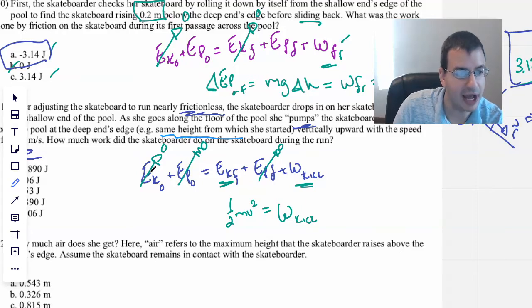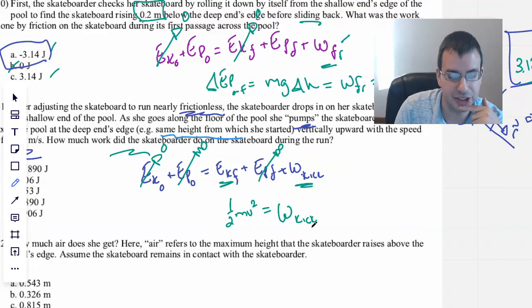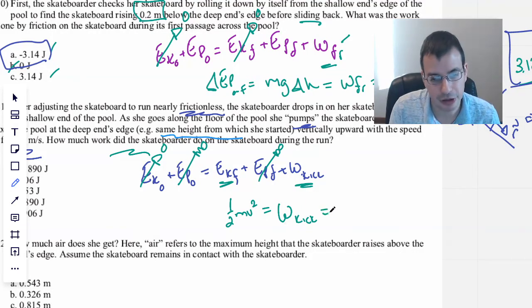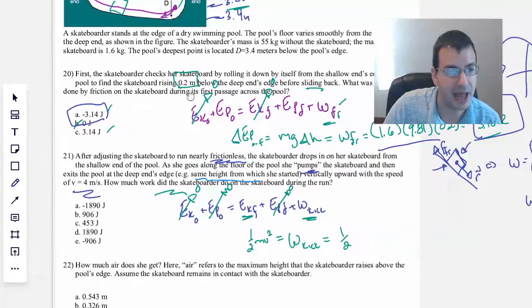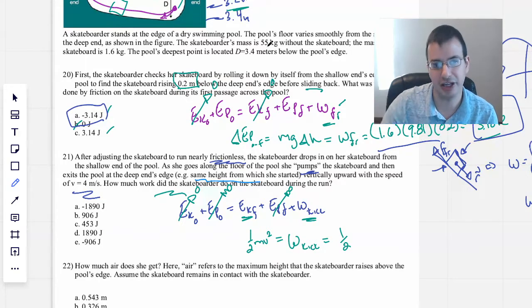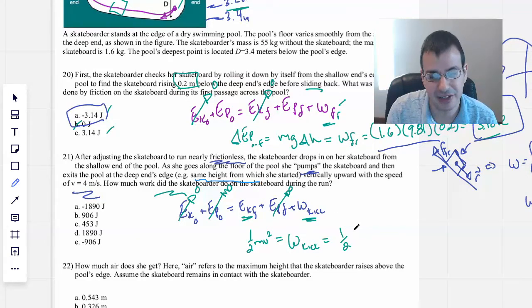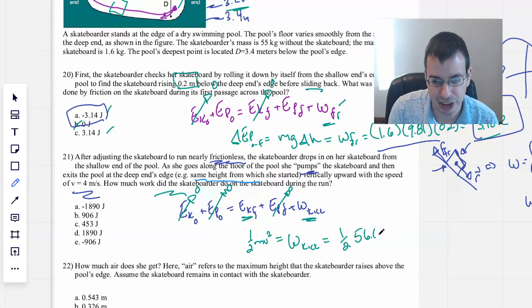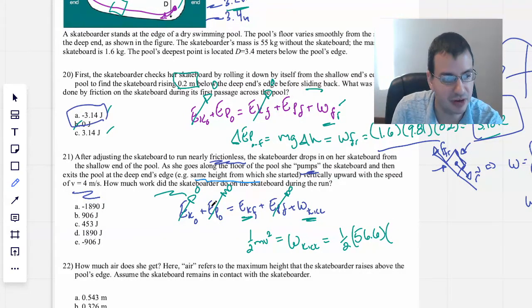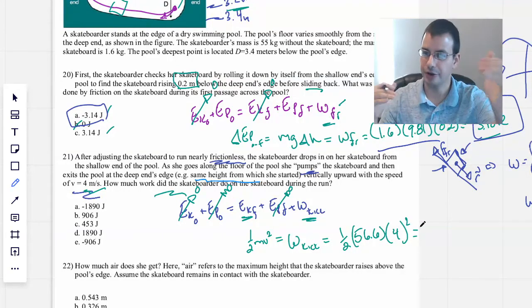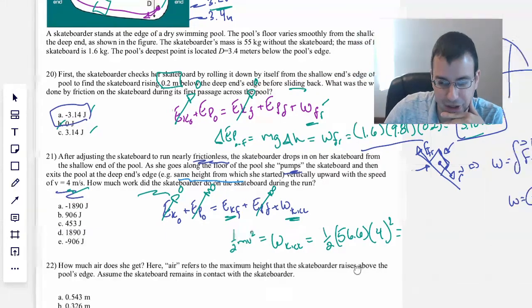So we're trying to find out how much work the skateboarder did on the skateboard. Okay, so this will be 1/2 times mass, and the mass is 1.6 plus 55 because they're together. So I'm going to call that 56.6, which is really just 55 plus 1.6, times velocity, which is 4 meters per second, squared, and that's already in meters per second, so we don't have to convert to SI units.